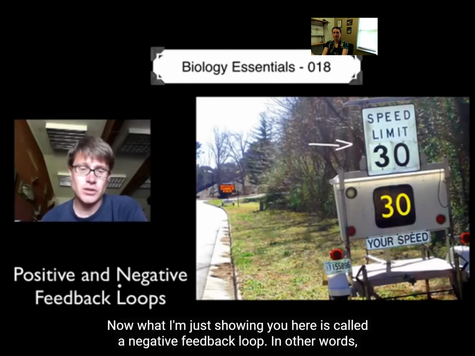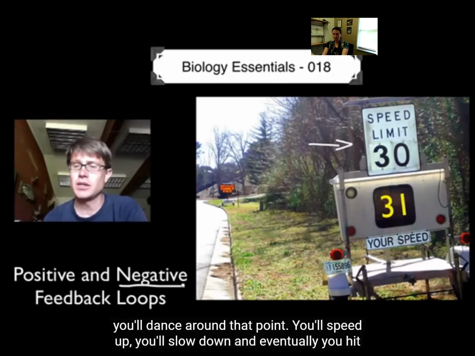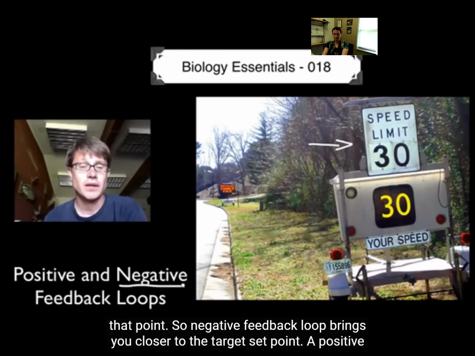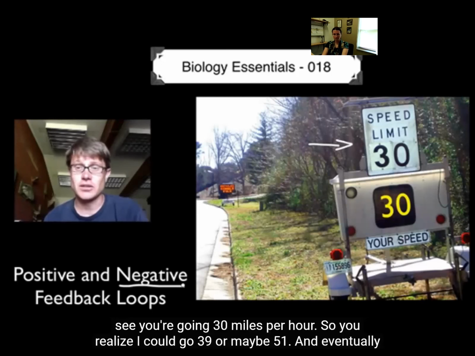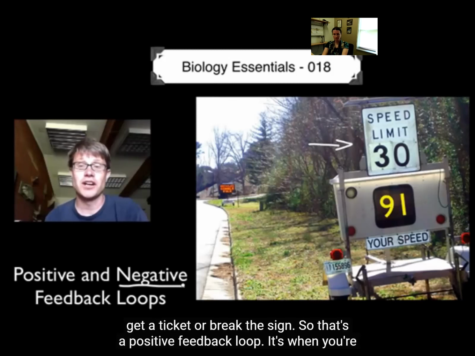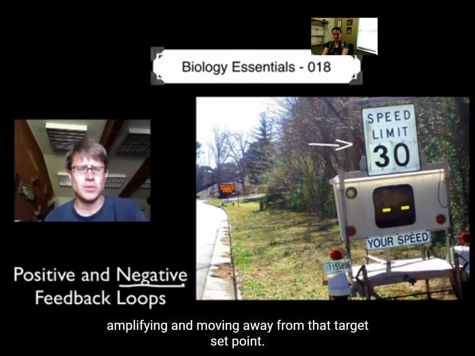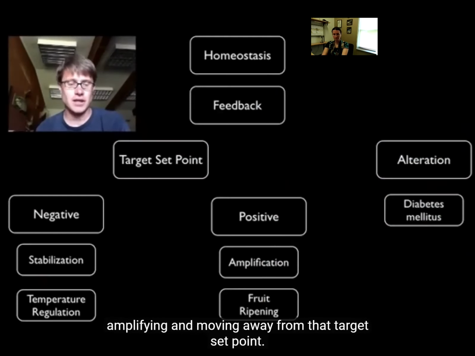Now, what I'm just showing you here is what's called a negative feedback loop. In other words, you'll dance around that point. You'll speed up, you'll slow down, and eventually you hit that point. So a negative feedback loop brings you closer to the target set point. A positive feedback loop you would experience if you were to see this sign as a challenge. So you see you're going 30 miles an hour, so you realize I could go 39 or maybe 51. I could eventually get a ticket or break the sign. So that's a positive feedback loop. It's when you're amplifying and moving away from that target set point.